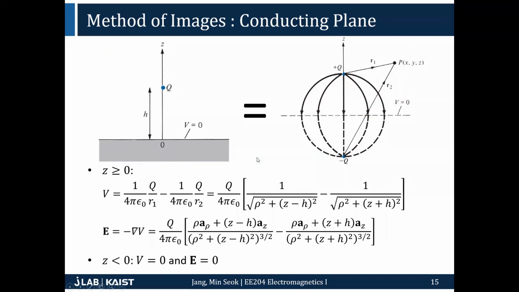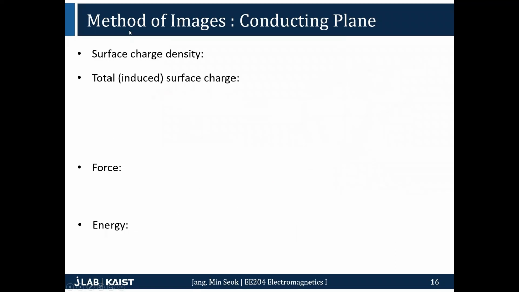So what else can we know from this equation? We also know these things. First, the surface charge density on the conductor. Second, the total surface charge by integrating this, and the force and the energy. So let's look at the situation again.